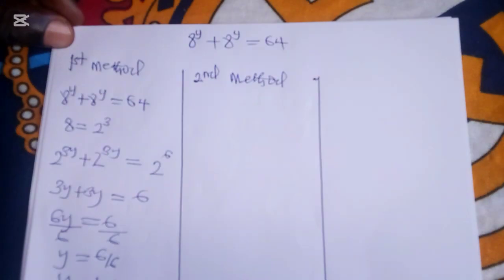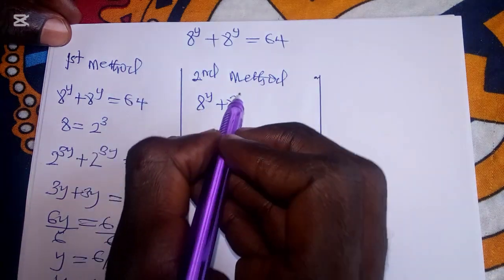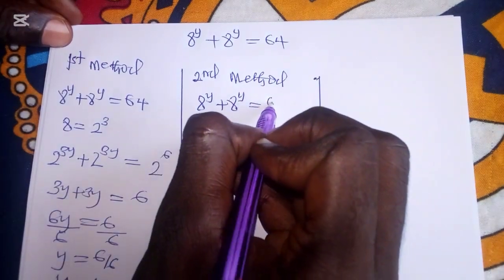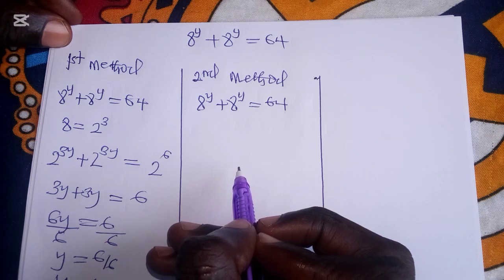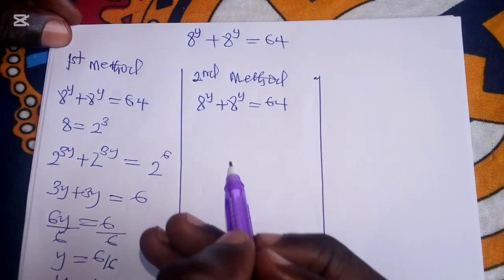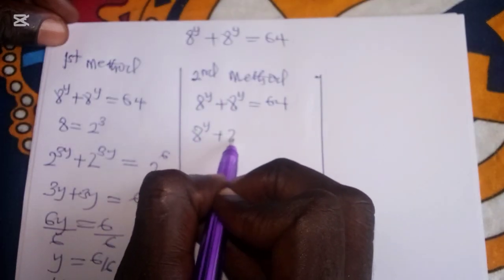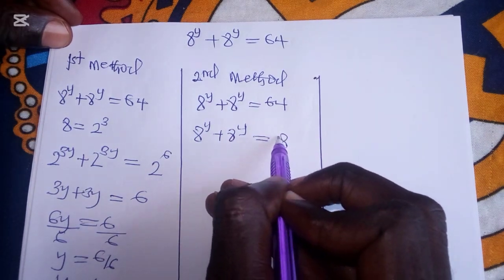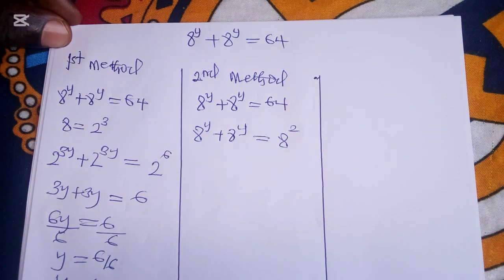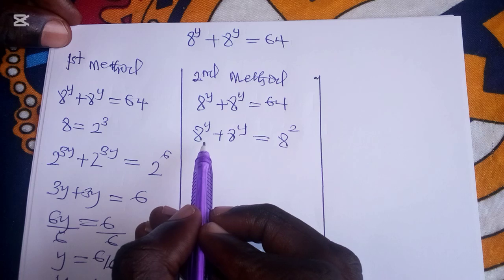Then if you want to use the second method, we take the same problem, that is 8 raised to the power y plus 8 raised to the power y is equal to 64. Now, from this point, what most of you do also, you say this is 8 raised to the power y plus 8 raised to the power y. This is equal to, we know 64 can also be expressed as 8 raised to the power 2. Okay, meaning 8 times 8 is giving you 64.